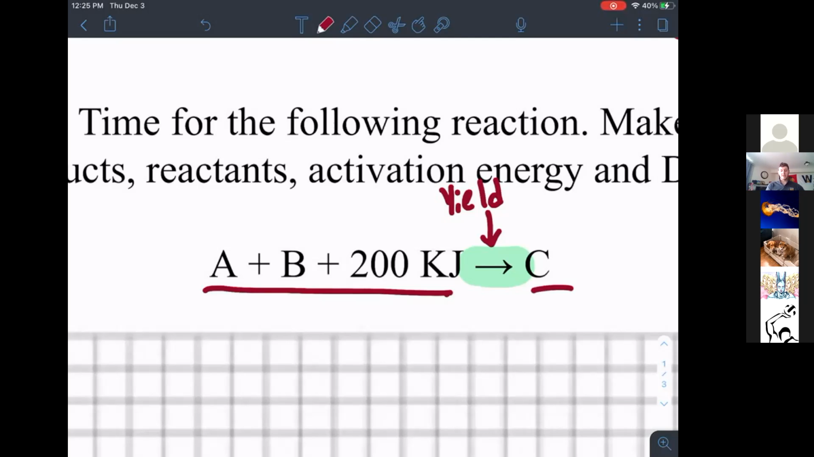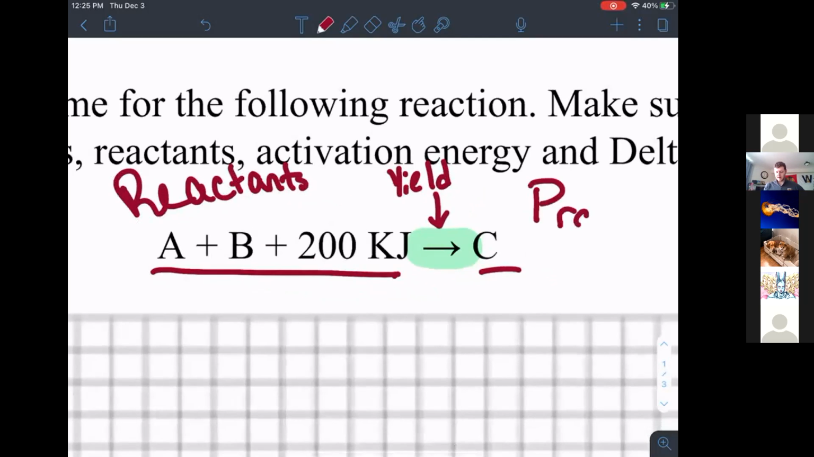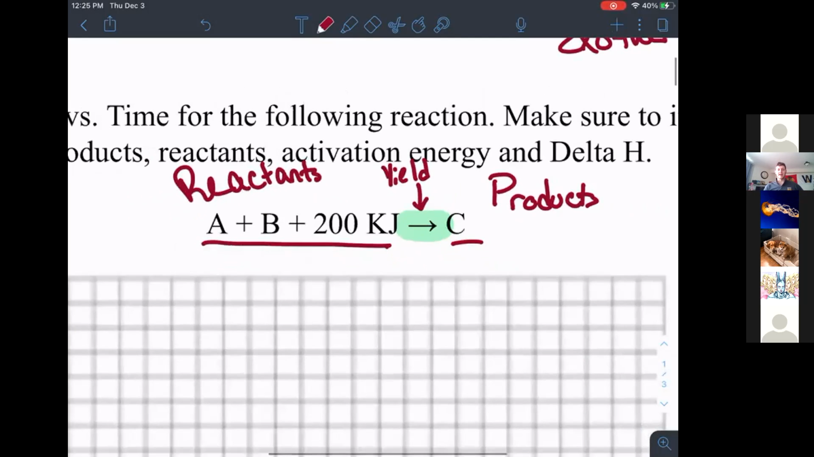We have our addition sign in there, but do you remember what that whole side of the reaction is called? Those 3 things, the things on the left side of that yield sign. We have reactants. Exactly. And on the other side, the right side of that yield sign, what are those things called? Products. Perfect. So we have our reactants and we have our products.